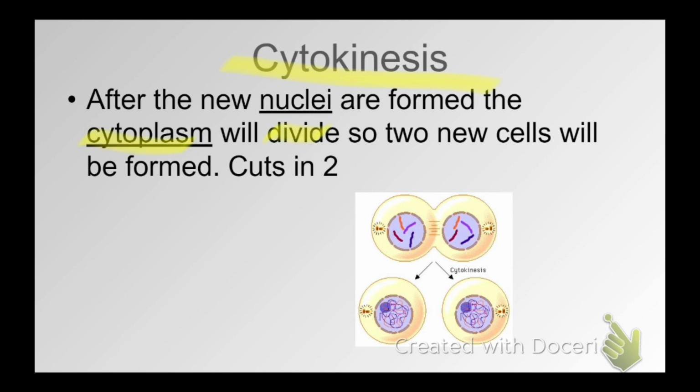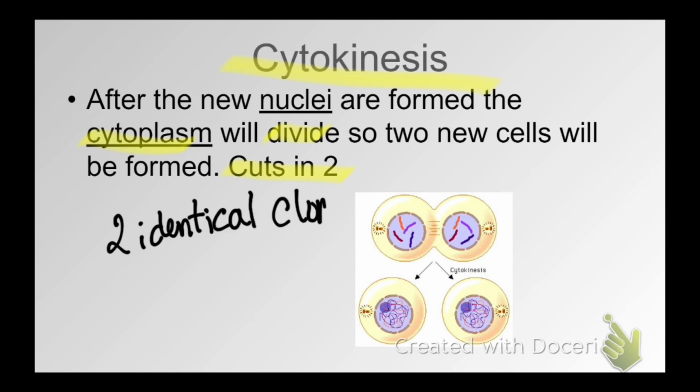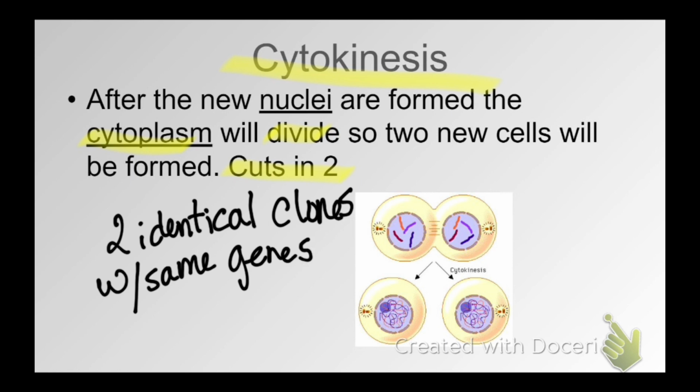All right. Last step, left-hand column, cytokinesis. The cytoplasm divides, it cuts in 2. So, here's what I want you to put. We end up with 2 identical clones with same genes. When you are done writing that, you can fold your Cornell notes in half and put them back in the front pocket of your journal.